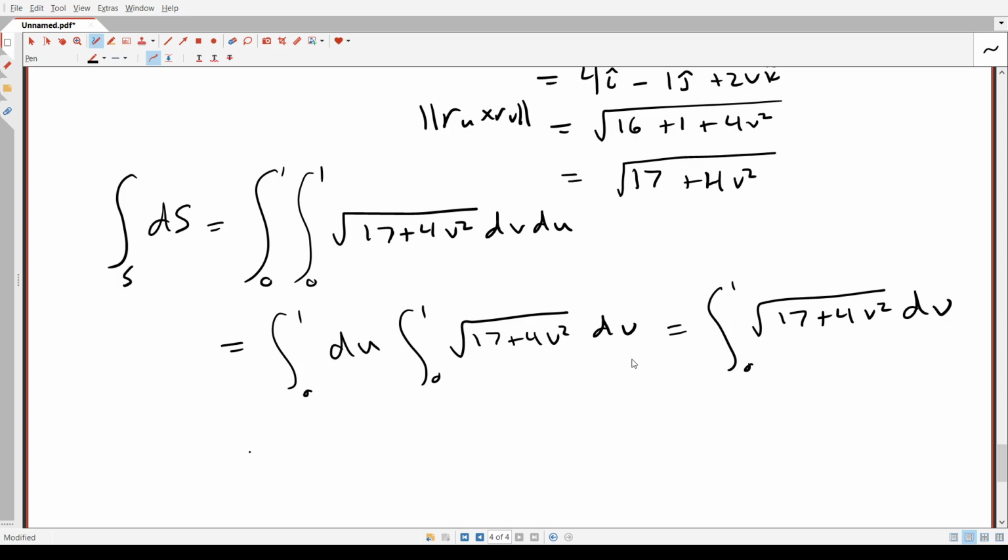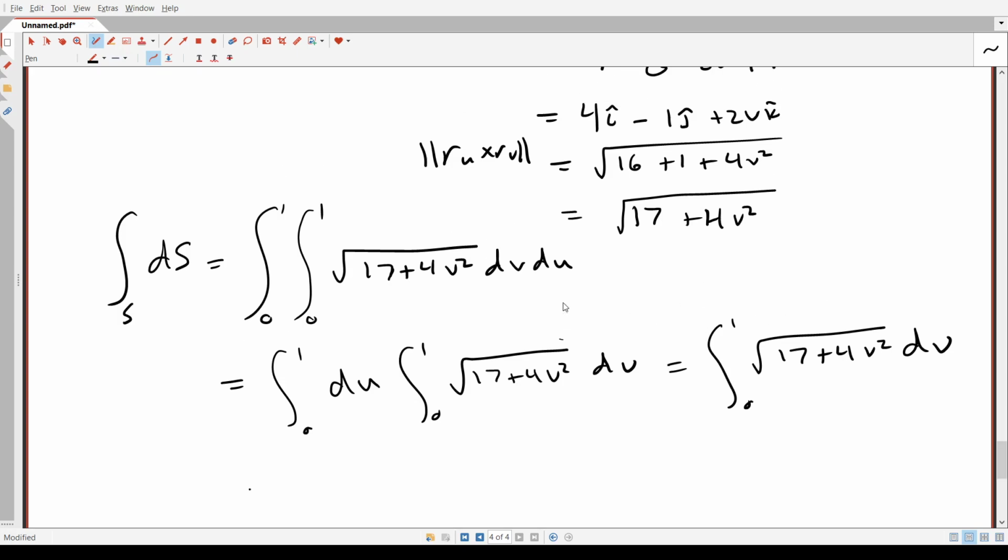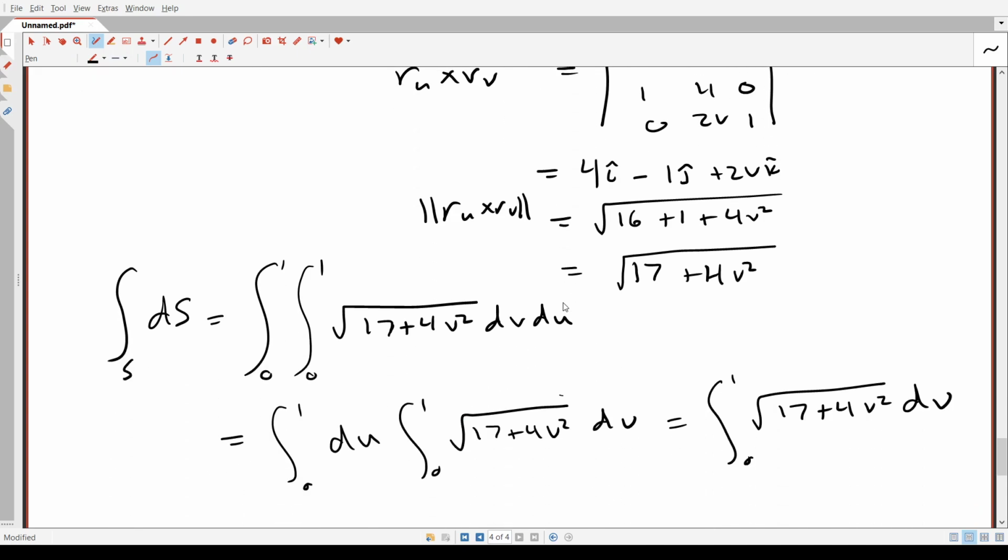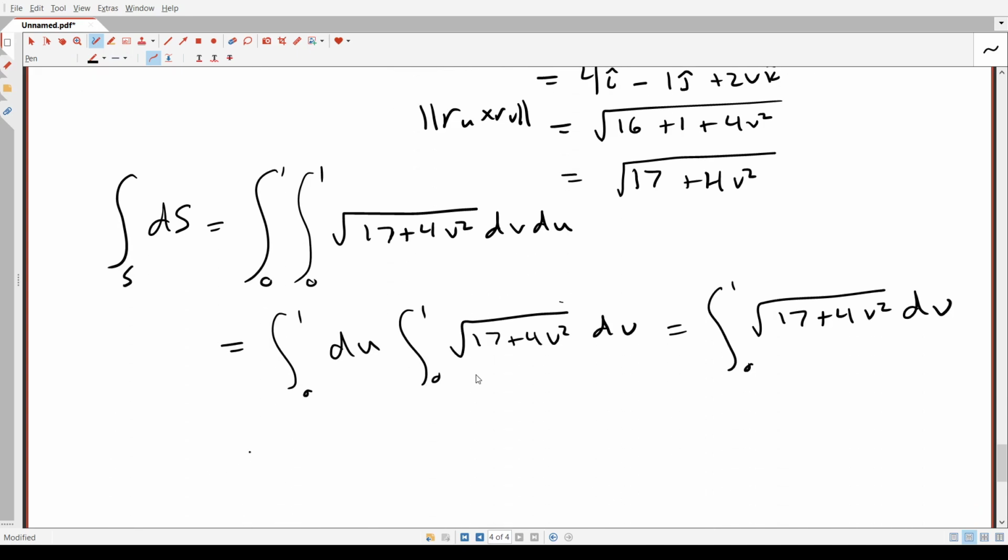Which makes me think it might have been easier to describe this in terms of some other variable to begin with, but I don't really know. It wasn't obvious. So yeah, I'd be doing a trig sub to solve this integral, which I don't feel like doing right now. Okay, so that's the process for finding surface area and for calculating surface integrals.